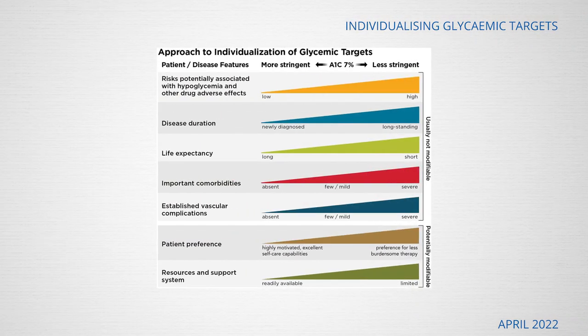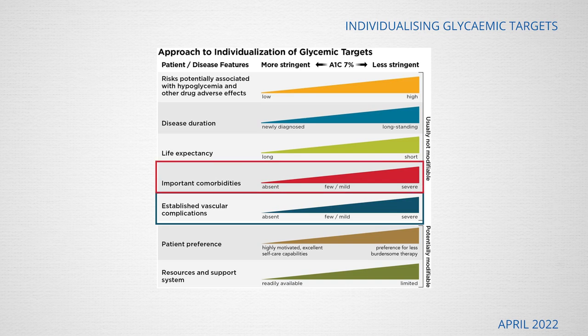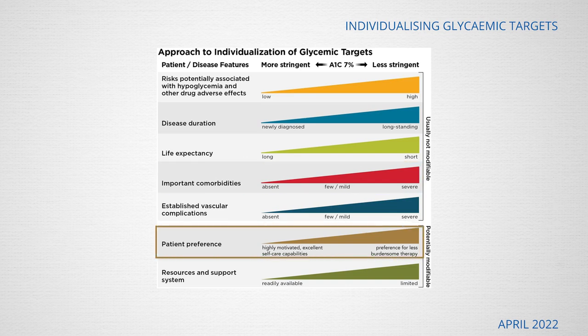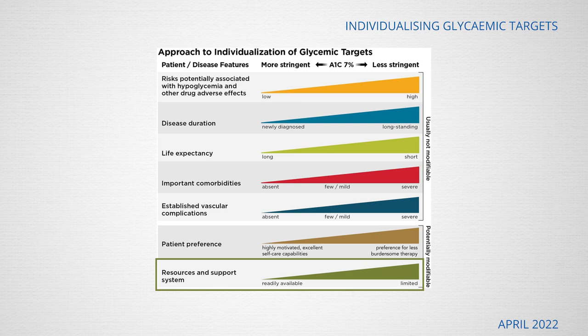Although HbA1c is the primary measure to guide glucose management, the TIR and GMI provide more insight into day-to-day glycemic control and allow for a more personalised diabetes management plan. The HbA1c target should be individualised based on patient and disease features such as risk of hypoglycemia and other drug adverse effects, duration of diabetes, life expectancy, and the presence of established vascular complications and other comorbidities, in addition to patient preference and what resources and support systems are available.